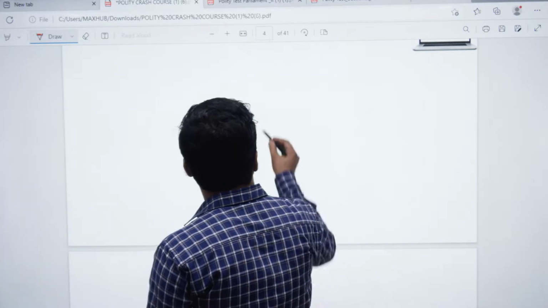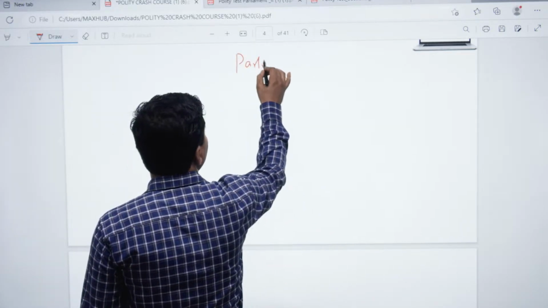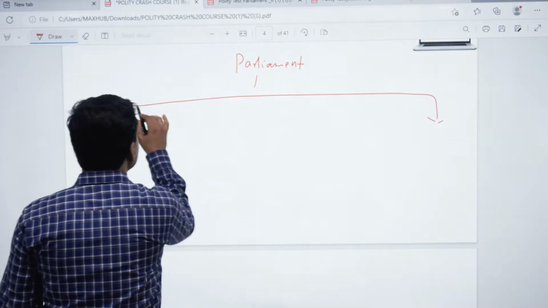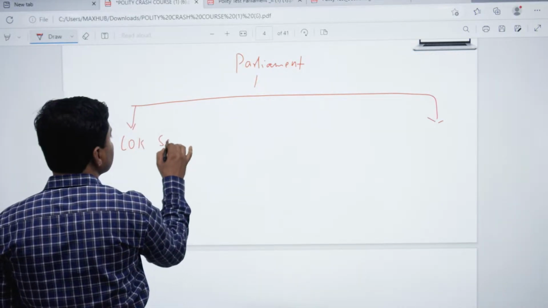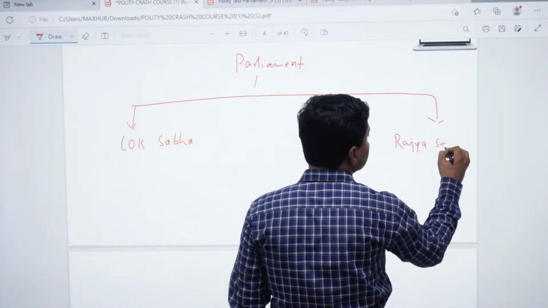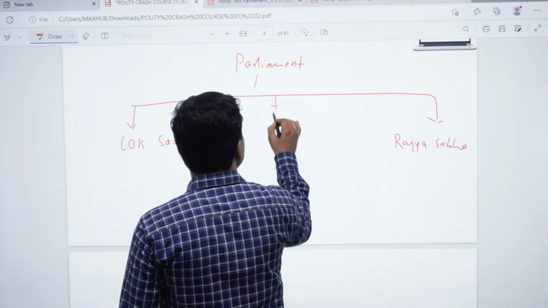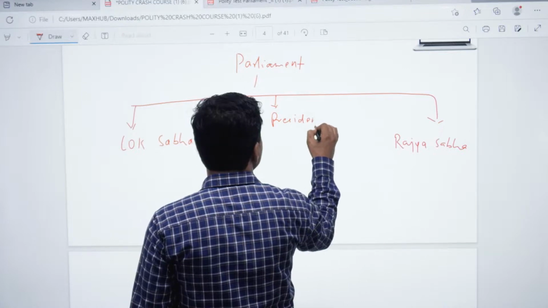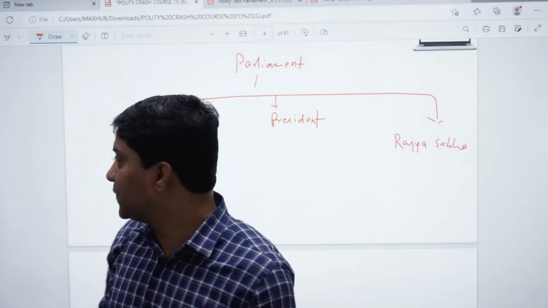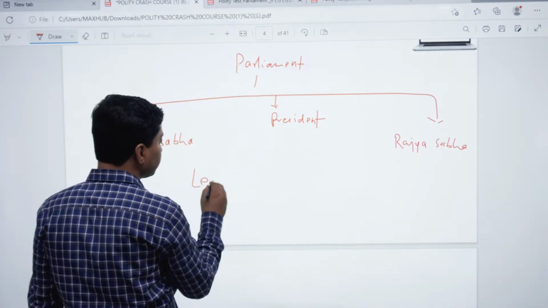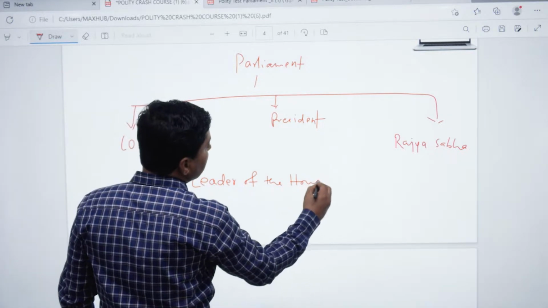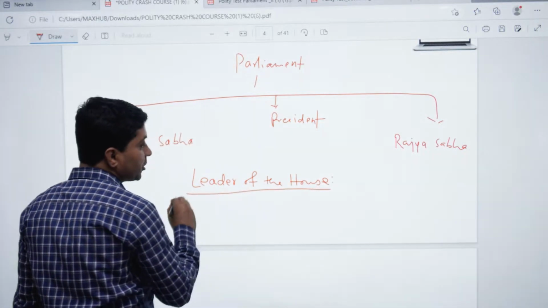Now, in the last class, we talked about Parliament, and we also talked about Lok Sabha and Rajya Sabha. And yesterday I talked about the leader of the house in the Parliament. Who is the leader of the house?